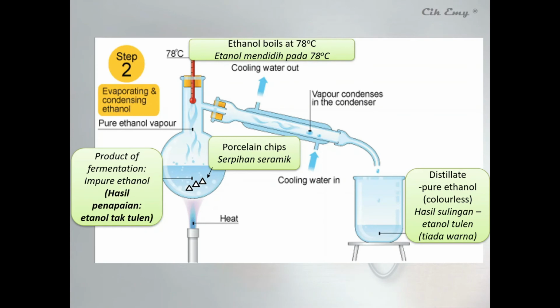Proses penyulingan. So, ini adalah apparatus dia. So, kita ada conical flask ataupun round bottom flask pun boleh juga. So, kat sini kita letakkan etanol yang tidak tulen. Okay, kemudian awak ada porcelain chips. Okay, serpihan seramik ni apa fungsi dia? It is to control the boiling process. So, kita nak mengawal proses pendidihan supaya dia tak terpercik keluar. And then awak ada kat sini, nama dia adalah condenser Liebig.